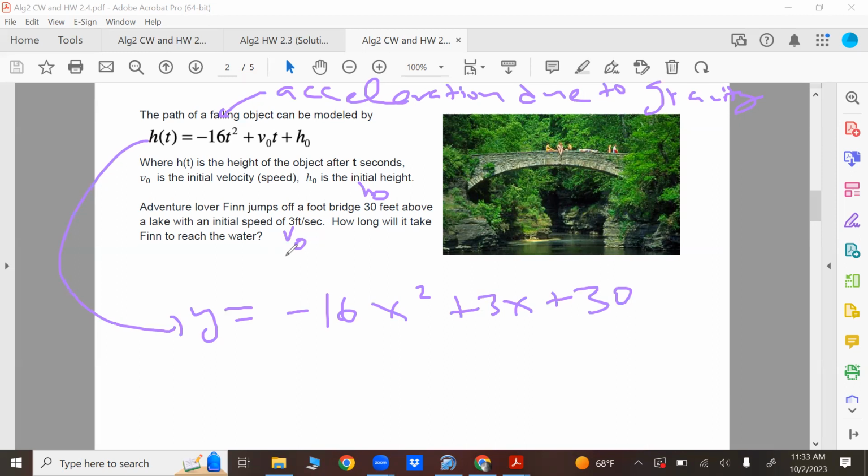Okay. So how long will it take them to reach the water? Thoughts on what we should do? How would you solve the question? Definitely factor, good, but why are we factoring? So what do I set equal? So what does y represent again? Let's go back a little bit for the height. So I replace h with y, the height of the object. That's consistent. So what is y?